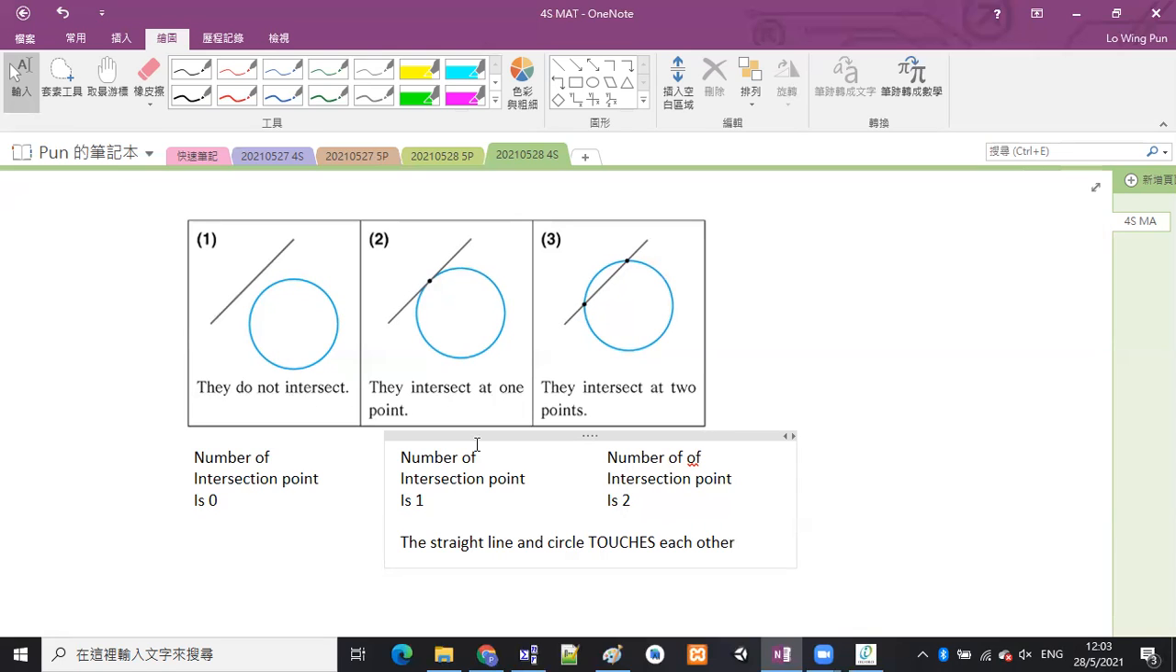How about this one? If there are 2 points, normally we will describe it by cut the circle at 2 points. And we will say that the straight line touches the circle at 1 point and cuts the circle at 2 points. Can you distinguish between these 2 keywords? Can everyone hear? Touch at 1 point and cut at 2 points.